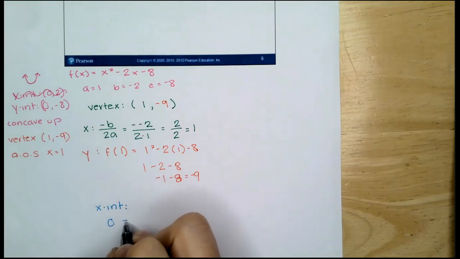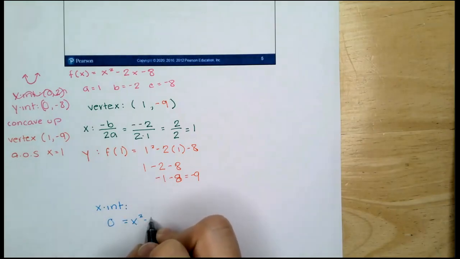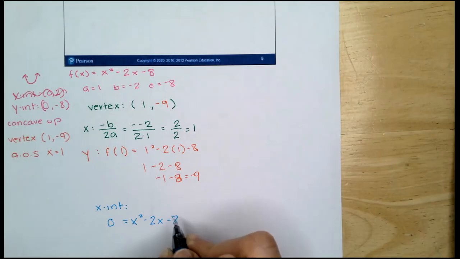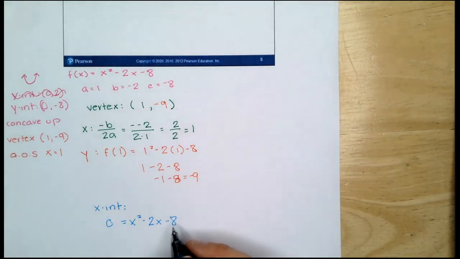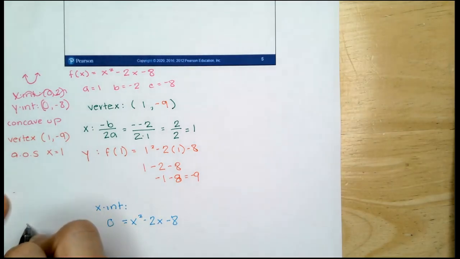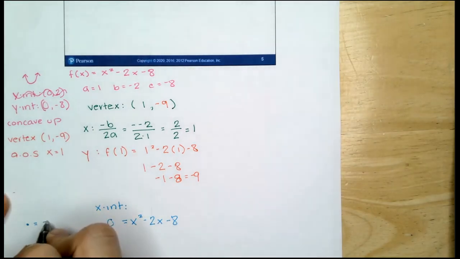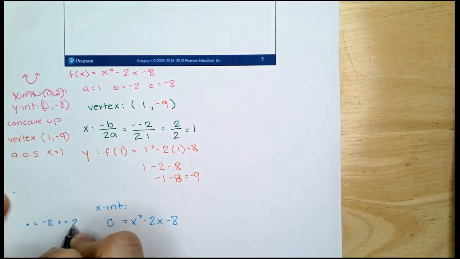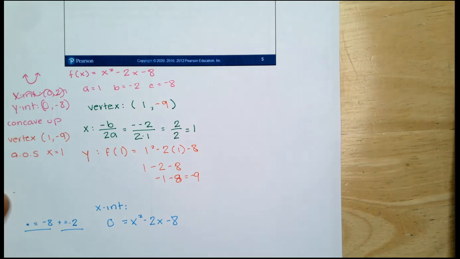Set it all equal to 0. 0 equals x squared minus 2x minus 8. Is there a way to factor that? We would want it to multiply to equal negative 8, but add to equal negative 2. Negative 8 and negative 2.